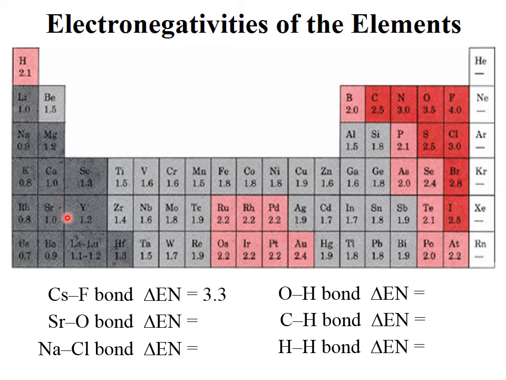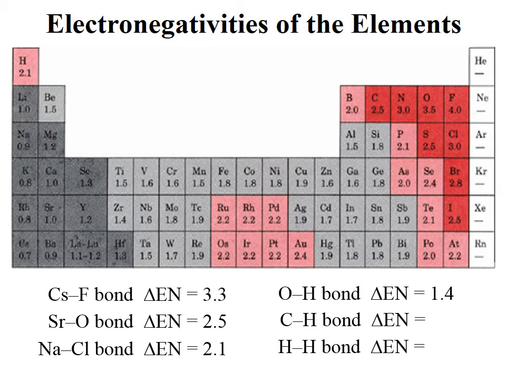Strontium, I'm circling right here, has an electronegativity of 1. Oxygen is 3.5, it's in the upper right, so that difference would be, of course, 2.5. Sodium is right here with an electronegativity of about 0.9. Chlorine has an electronegativity of 3, so its difference would be 2.1. Oxygen, we met already, an electronegativity of 3.5. Hydrogen, up here in the upper left, has an electronegativity of 2.1. So 3.5 minus 2.1 is 1.4.